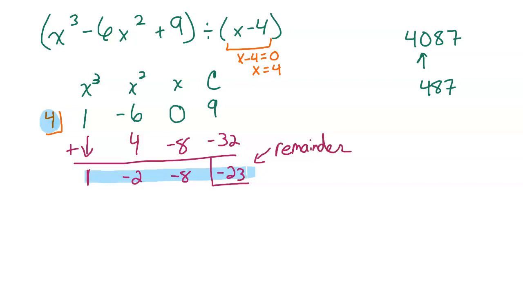So I started with x to the third. My solution is 1x squared minus 2x minus 8 plus a negative 23 over x minus 4.